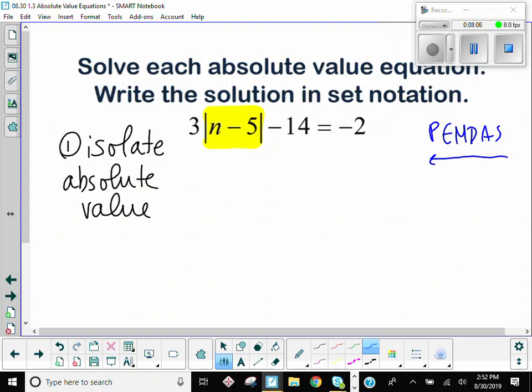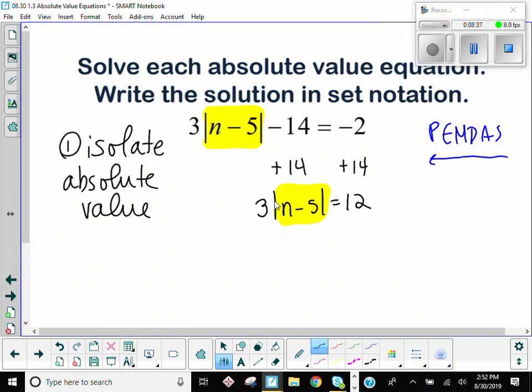Again, my goal is to get the yellow stuff by itself and then break it up into two equations. So if I add 14 to both sides, that leaves me 3 times the absolute value of n minus 5 equals 12. Okay, again, trying to get the absolute value by itself. Isolate it. Right now it's got a times 3. So I undo any multiplication or division.